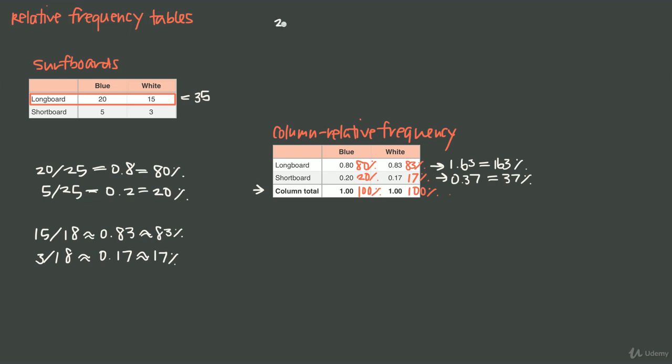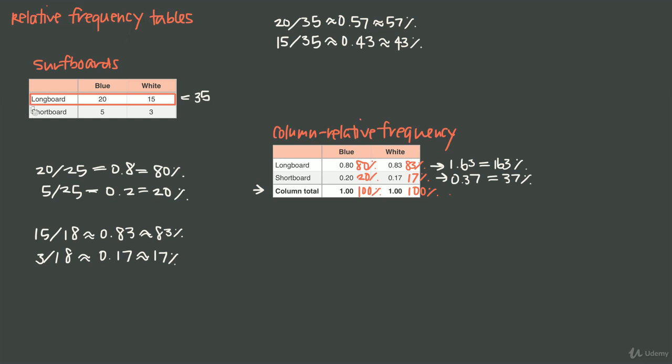So we'll do that up here: 20 divided by 35 is approximately equal to 0.57, or about 57%. If I want to find out the percentage of longboards that are white, I would take 15 divided by the total of longboards, 35. So 15 divided by 35 is approximately equal to 0.43, or 43%. And then I want to do the same thing for the shortboard row.